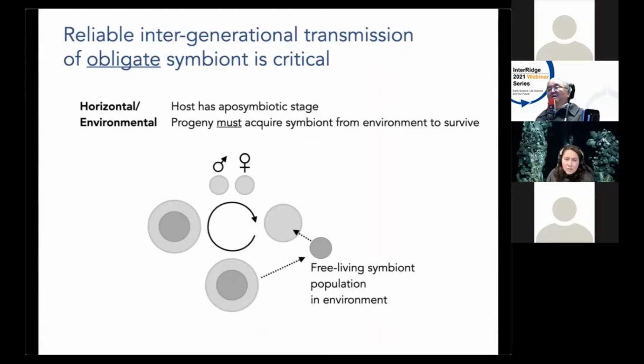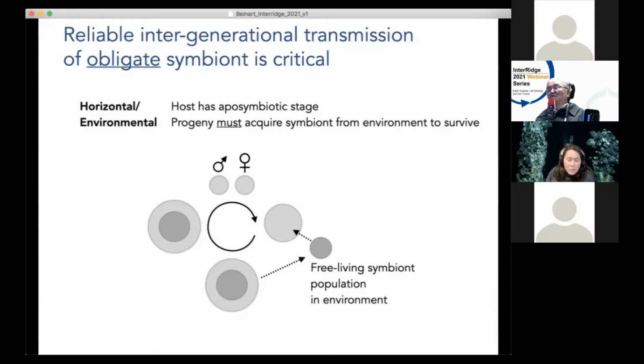So we also have another method of symbiont transmission that exists, and that is something called horizontal or environmental symbiont transmission. And that is where the host has an aposymbiotic stage, and the progeny must acquire the symbiont from the environment in order to survive. So you have reproduction, their progeny do not have a symbiont, so they're aposymbiotic, and then they have to take up a free-living symbiont from the environment, which has either been seeded by the adult host during its life, or perhaps during the death of the adults in that area.